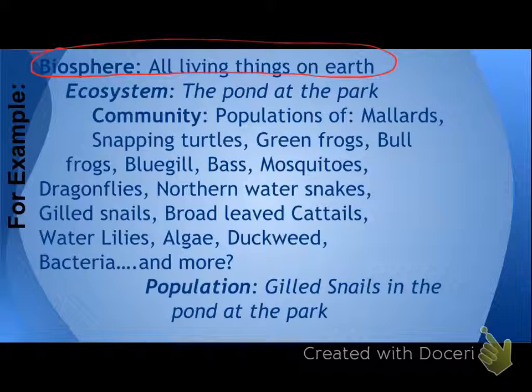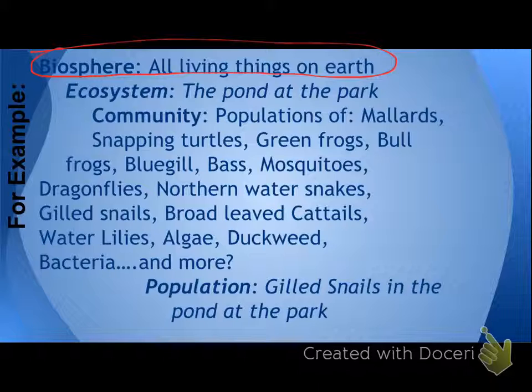The community in that pond is going to consist of a bunch of different populations. There might be a population of mallards, snapping turtles, green frogs, bullfrogs, bluegill, bass, mosquitoes, dragonflies, northern water snakes, gilled snails. There might even be non-gilled snails, broadleaf cattails, water lilies, algae, duckweed, bacteria, all of those living things. Every species that has a population in that ecosystem is part of the community. There would be a lot more than that. We can't even begin to enumerate those.